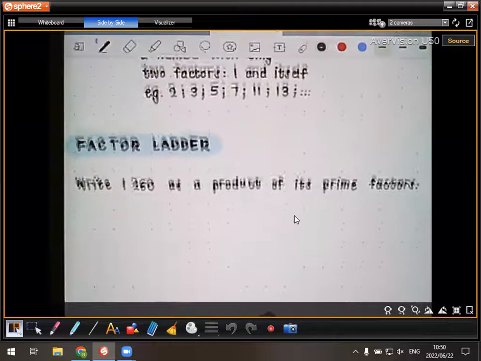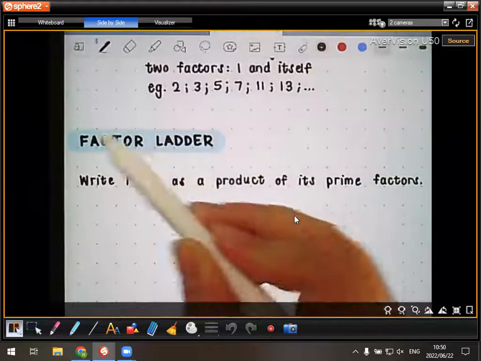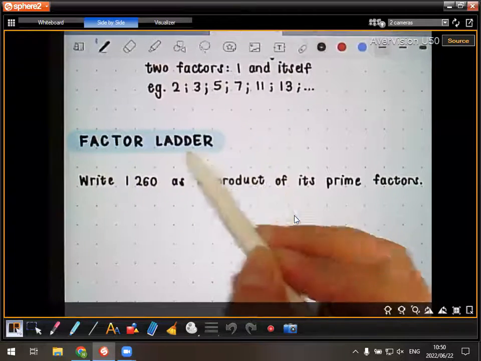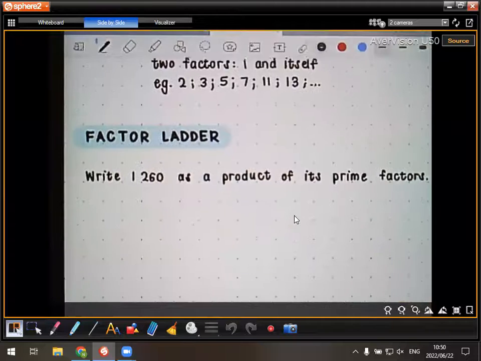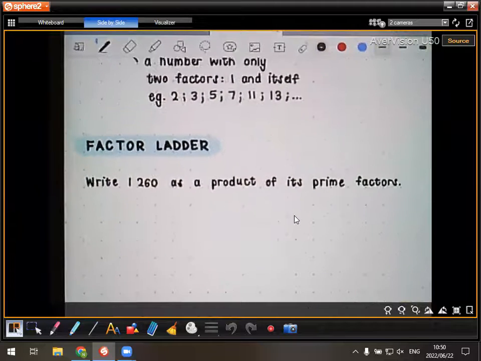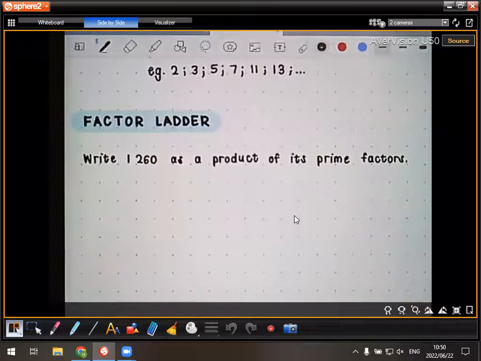Please write this down as your next section heading. I would normally make a little bubble around this. Okay, so that's the type of heading that this is. We're going to talk about factor ladders, or a factor ladder. You might have done this in primary school, I'm not sure. But we're going to do that one now as an example together and show you how a factor ladder works.